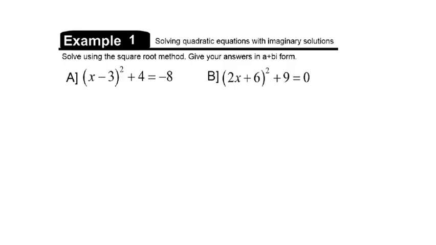So let's look at this one right here. It says give your answer in standard form with imaginary numbers. Start here. Do I have add and subtract on the side with the variable? I do. I have it in the parentheses, and on the outside of the parentheses. But you want to take care of everything on the outside of the parentheses before you ever go inside. So we have a plus 4, so minus 4 to both sides. So now I've got x minus 3 squared is negative 12.